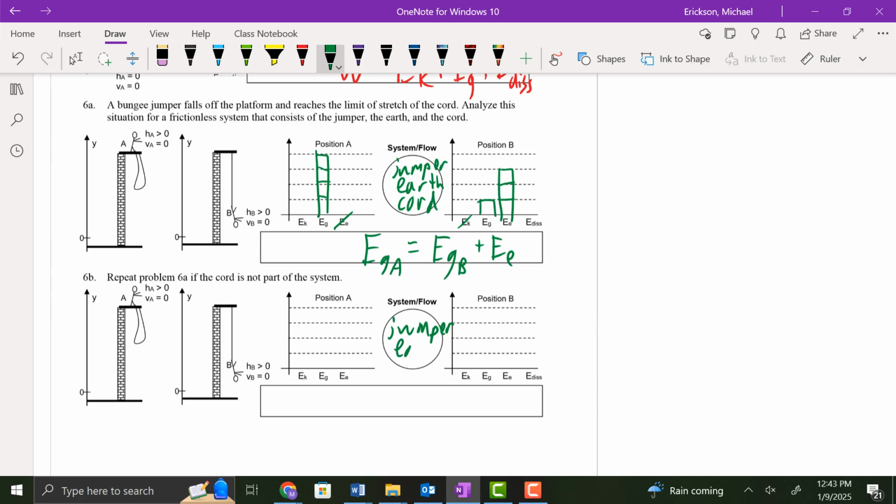So that's interesting. Let's do this last one. We take the bungee cord out of our system. What will that do for us? So it'll start off the same, EGA, EGB, but all the remaining boxes that aren't adding up, we'll call that work.